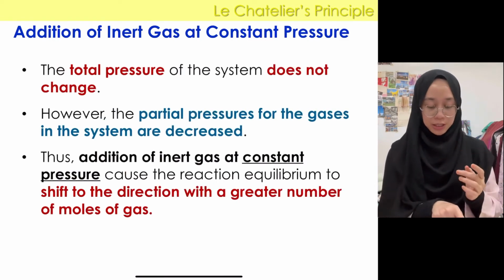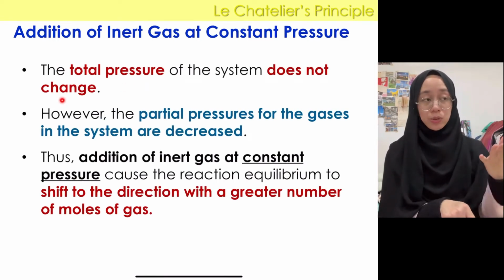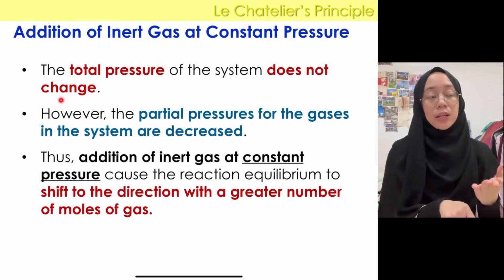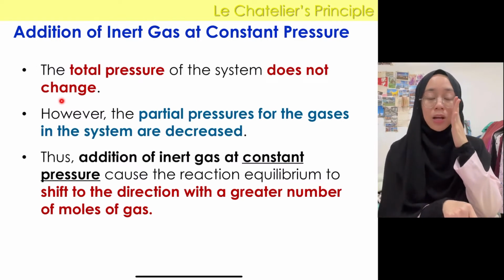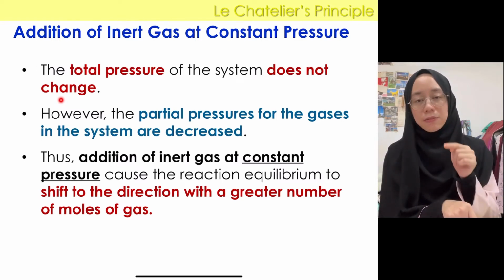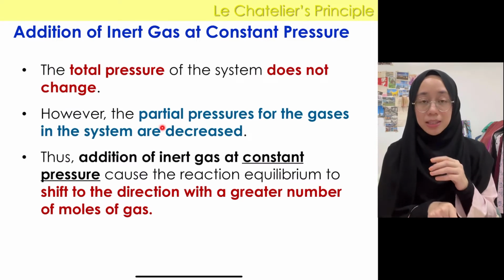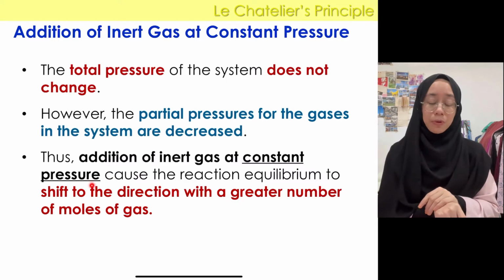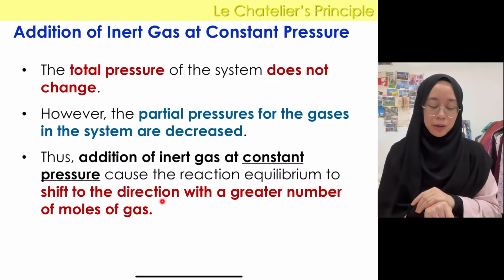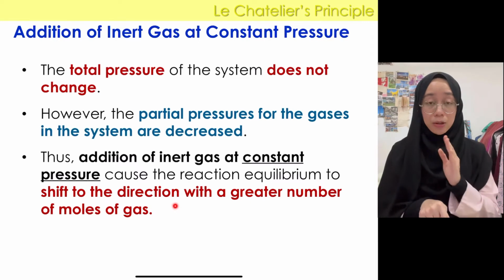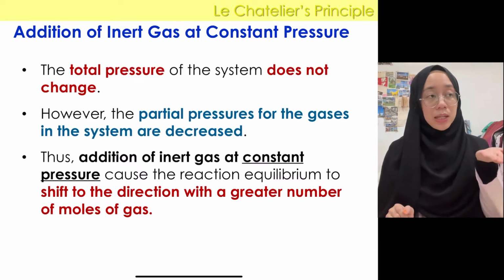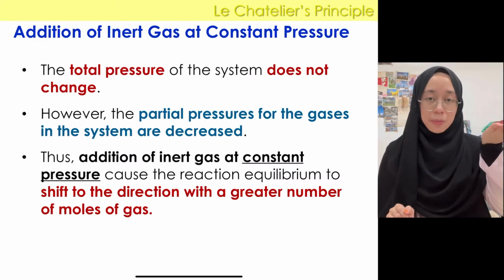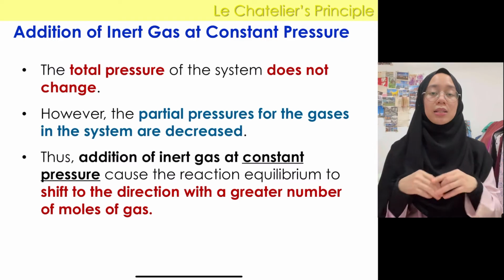So the total pressure of the system does not change. Kalau ikut situasi tadi, 5 atm sebelum kita tambah inert gas, even after kita tambah inert gas pun masih lagi 5 atm. So bila berlakunya addition of the inert gas, the partial pressure of the gases in the system decreased. So the addition of inert gas at a constant pressure causes the reaction of equilibrium to shift in the direction with a greater number of mole of gas. Dan sebab partial pressure tadi turun, kita try increasekan balik pressure, so the system will shift to the side that has a greater number of mole.